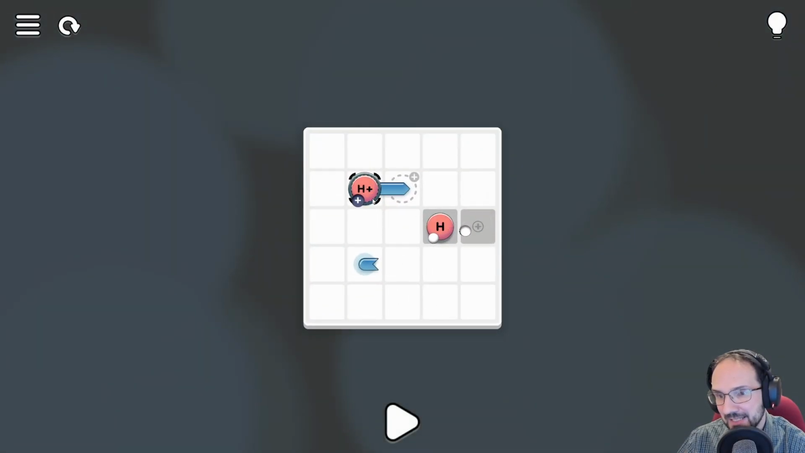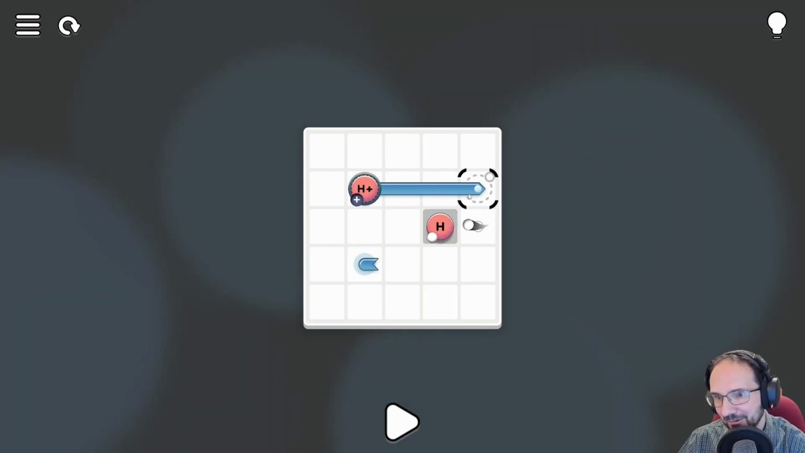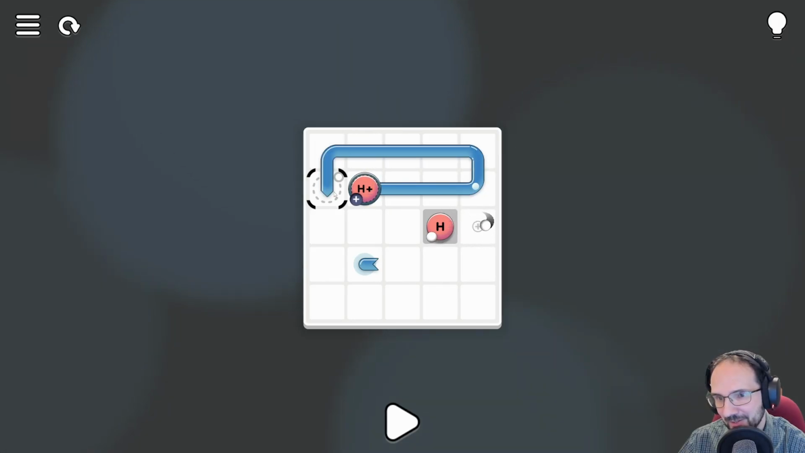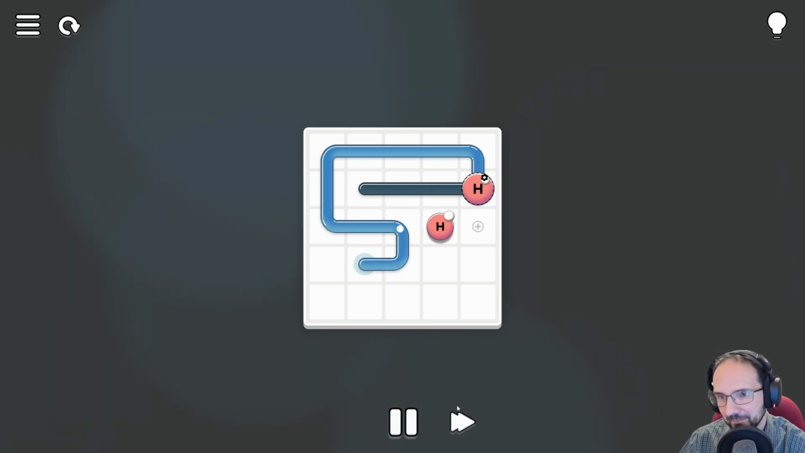H plus, a hydrogen atom and a spare electron. So we... Okay, this is interesting. What do we do here? We go grab that. That cancels out our positive charge. Gives us a bond. Then we can go up around the top, onto him and out. Okay.